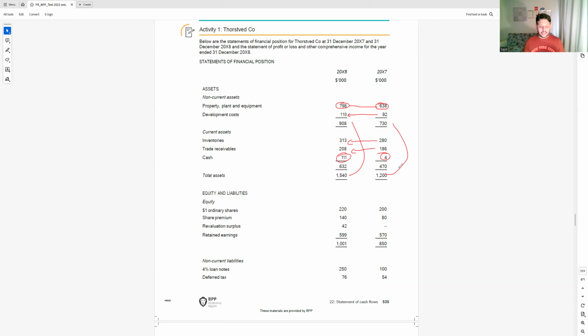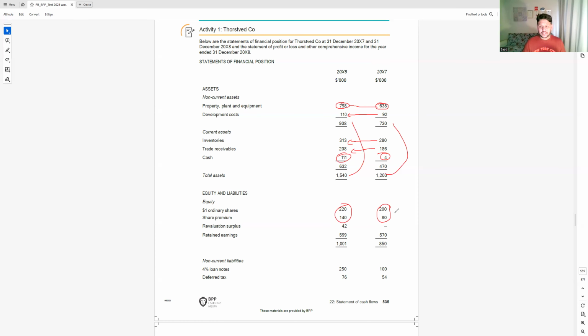On the equity and the liability section, we can see we have a share capital and share premium. Normally these two come together. So when you do the comparison, do not make them separate, do it together. That means 280, and we have 220 plus 140. So you need to add them together.